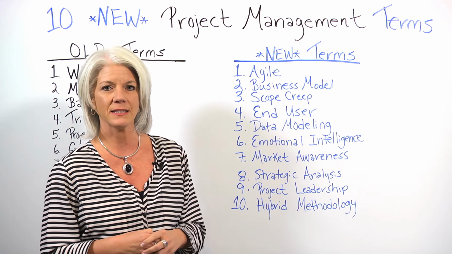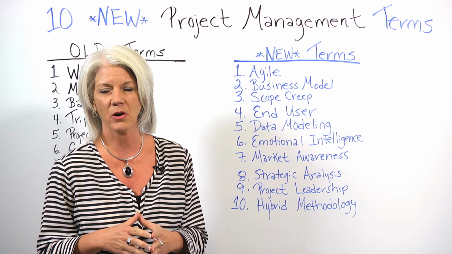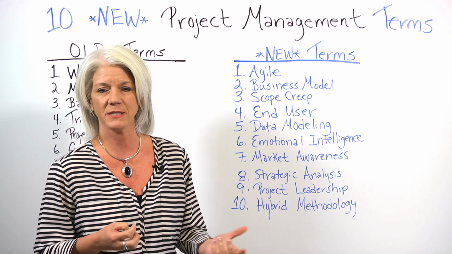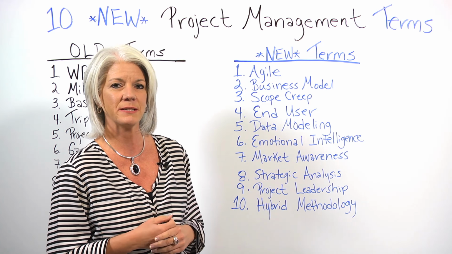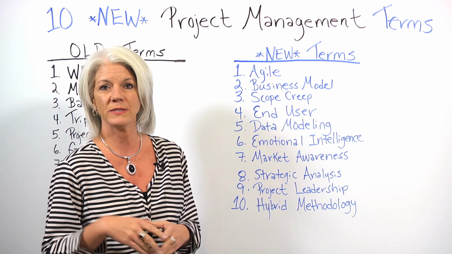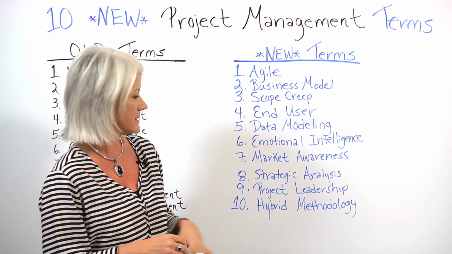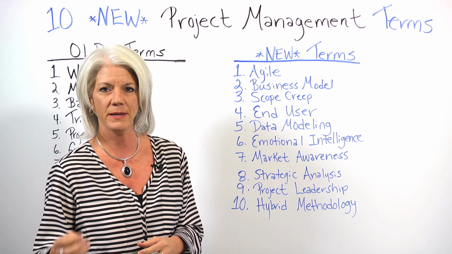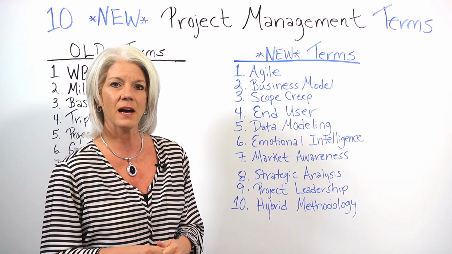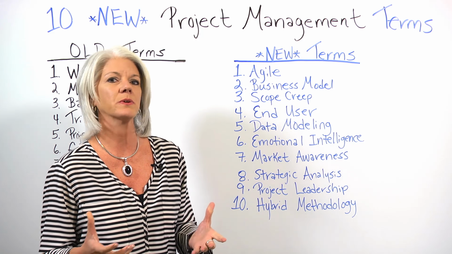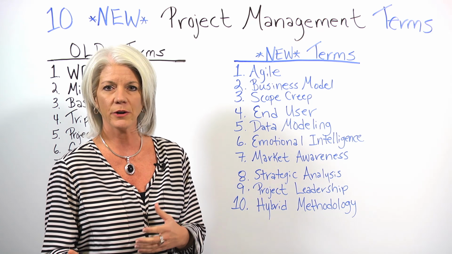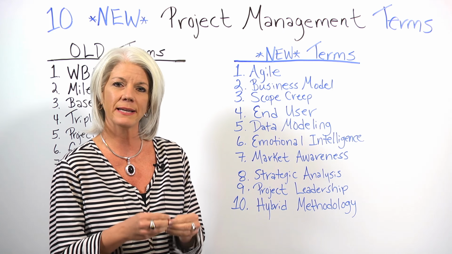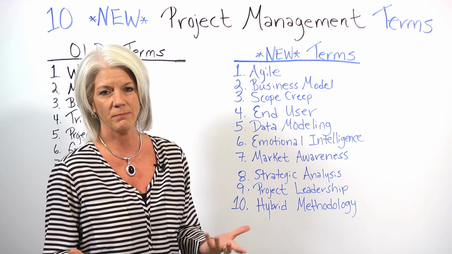The strategic analysis is, again, really looking at the market and your business to see how your product or service may fit in and what challenges it may have according to some of the competition and market trends. The project leadership is really placing more emphasis on the people. And the hybrid methodology these days is companies realize that maybe the waterfall method or the agile method, there's not one, so they're beginning to combine more than one model.